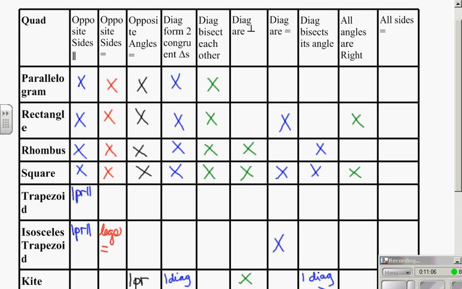The last two are the easiest. All are right angles. Those are our rectangles and our squares. All sides equal is our square and our rhombus. This sheet forms a really nice summary of the entire unit. So tune in to part 2 of this video.